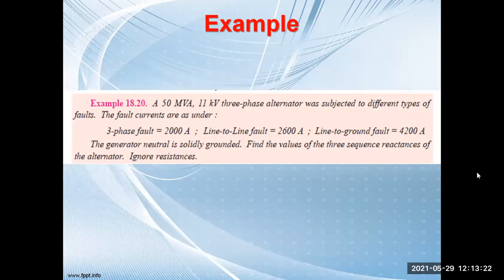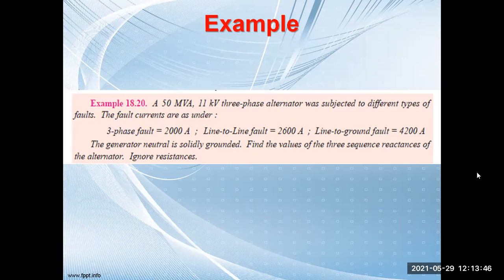Next problem. A 50 MVA 11 kV three-phase alternator was subjected to different types of faults. The fault currents are: three-phase fault current is 2000 ampere, line to line fault is 2600 ampere, and line to ground fault is 4200 ampere. The generator neutral is solidly grounded. Find the values of the three sequence reactances of the alternator.